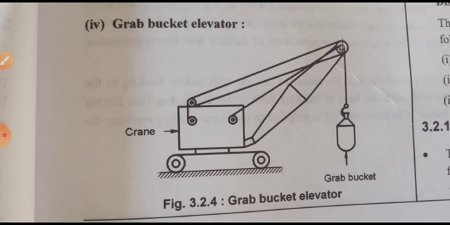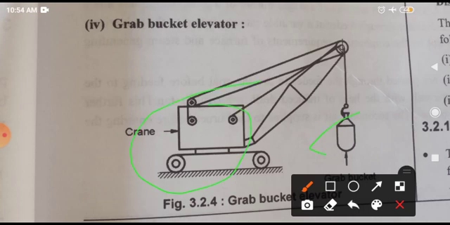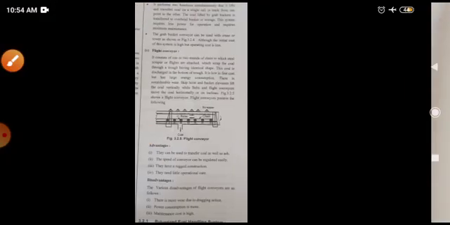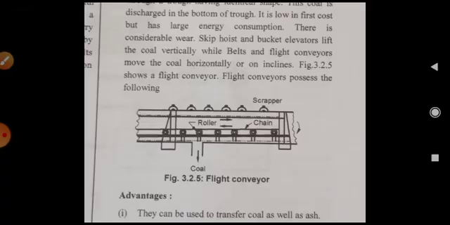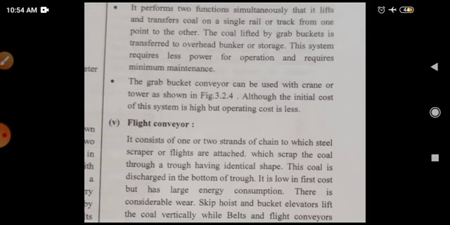Then the grab bucket elevator. Here you can see the figure. The crane is here, and in this bucket the coal is filled and taken to any place where it is required. It performs two functions simultaneously: it lifts and transfers coal. The coal lifted by the grab bucket is transferred to an overhead bunker or storage.